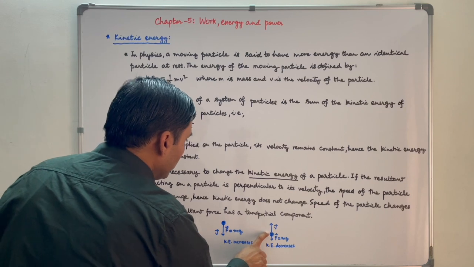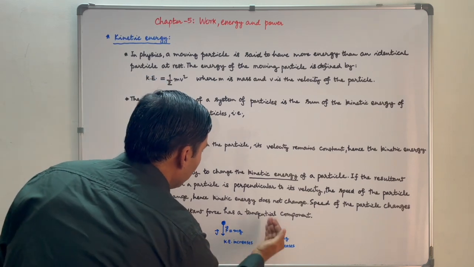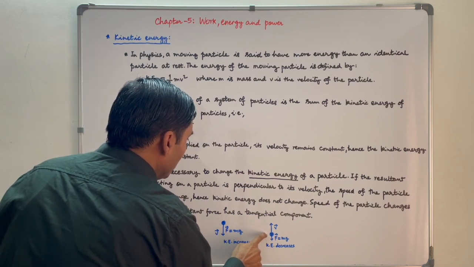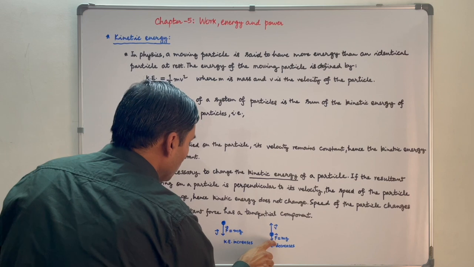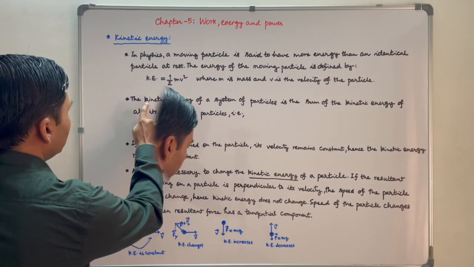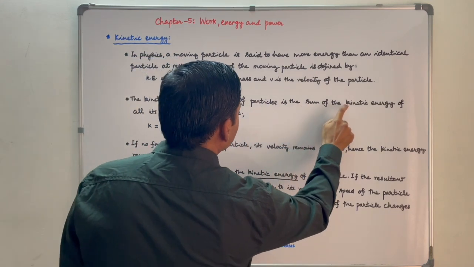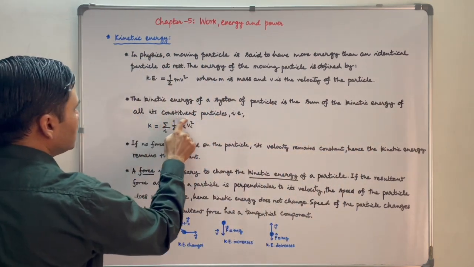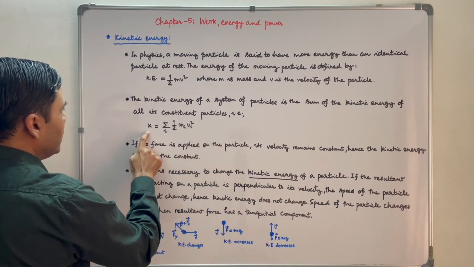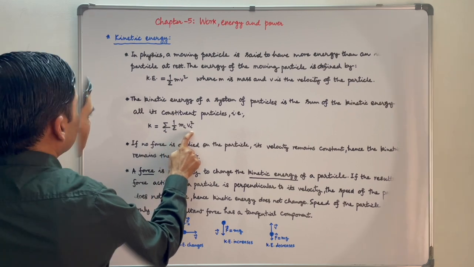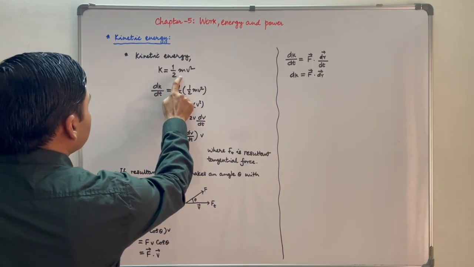In scenario 5, a particle is projected vertically upwards. So it is moving upwards. Force of gravity on it will work vertically downwards. So force and velocity vectors are anti-parallel. So kinetic energy of this particle will decrease. Kinetic energy of a system of particles is the sum of the kinetic energy of all its constituent particles. It is given by K = Σ 1/2 mᵢvᵢ². Kinetic energy K = 1/2 mv².